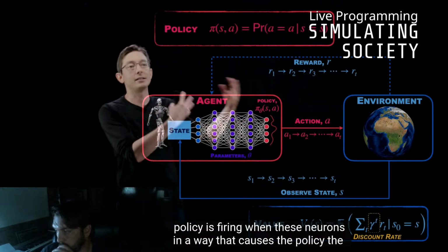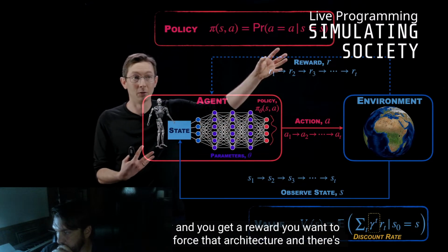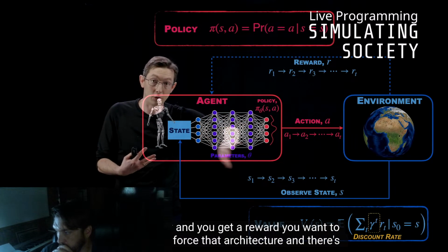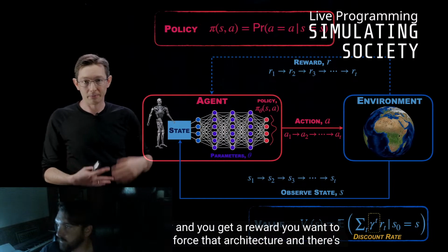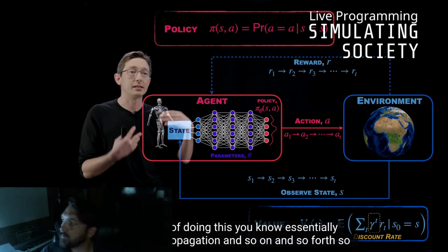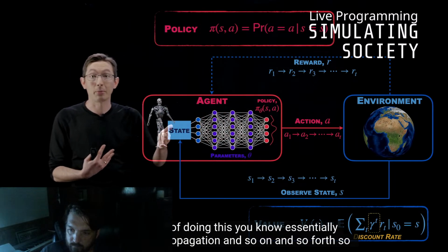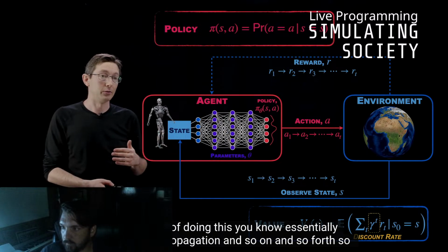are connected in a way that causes the correct policy, and you get a reward, you want to somehow reinforce that architecture. And there's lots of ways of doing this, essentially through backpropagation and so on and so forth.